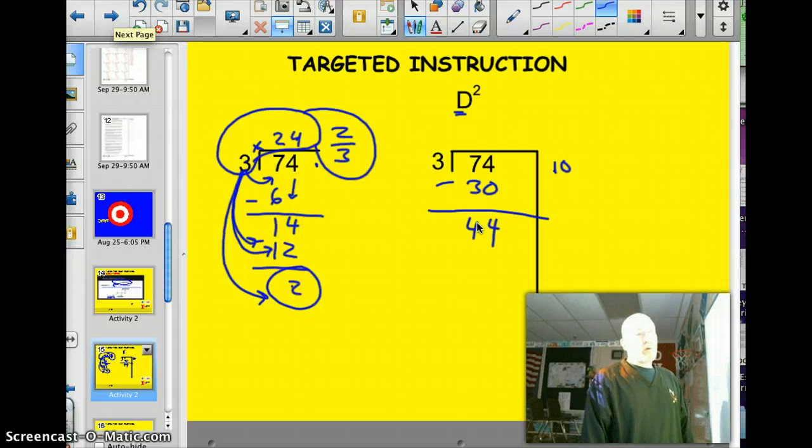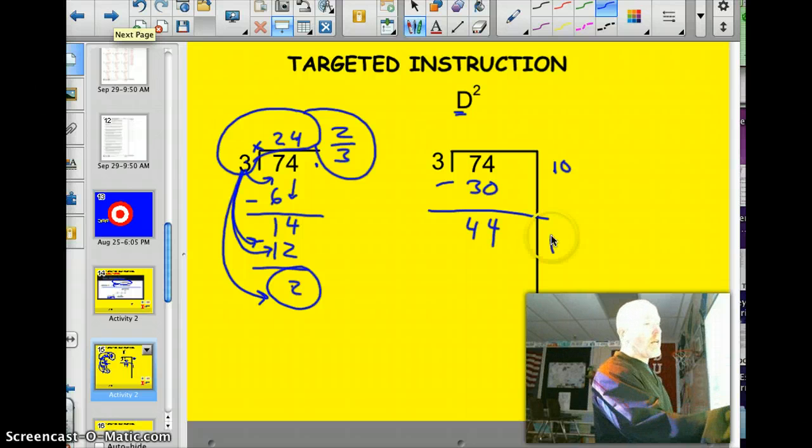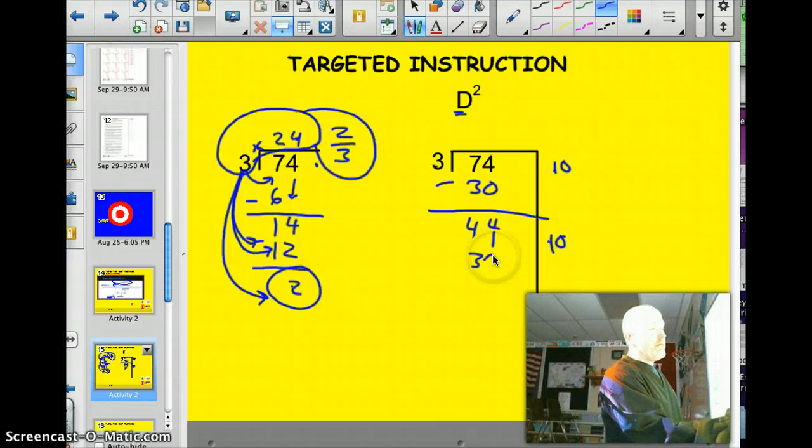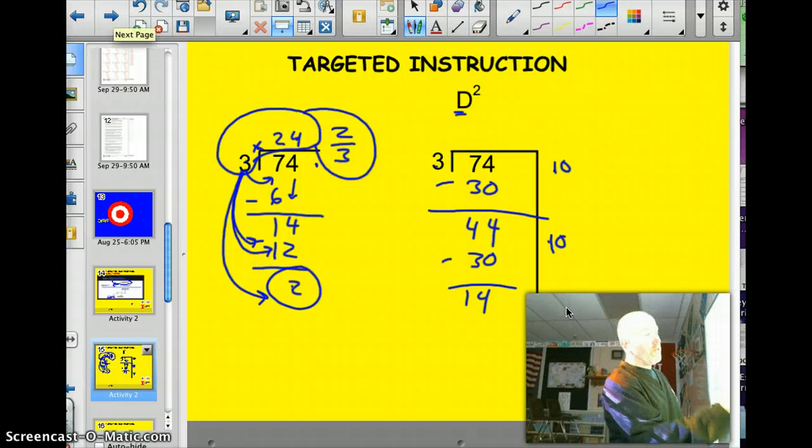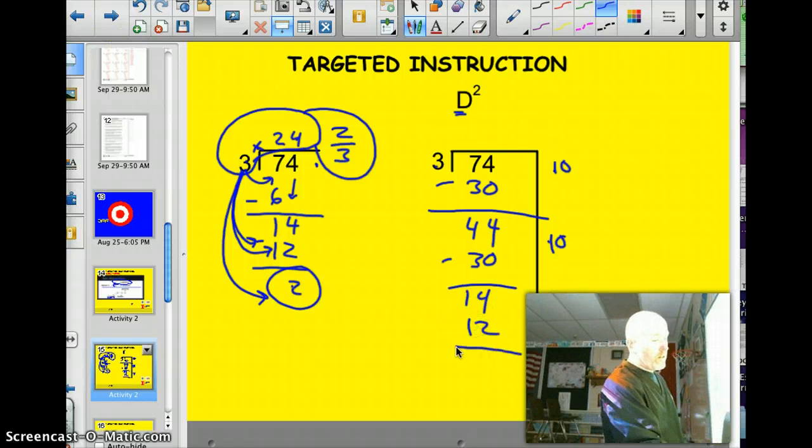Well, that was easy. Why not do it again? Let's put in 10 more groups of 3. So 3 times 10 is 30. Subtract that out. I've got 14 again. Wow, how about 4 times? 4 times 3 is 12. Subtract it out, you've got 2 left over.